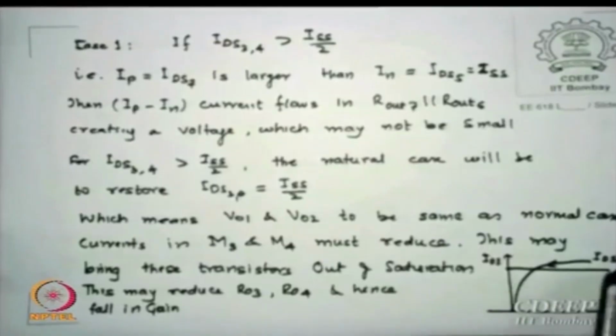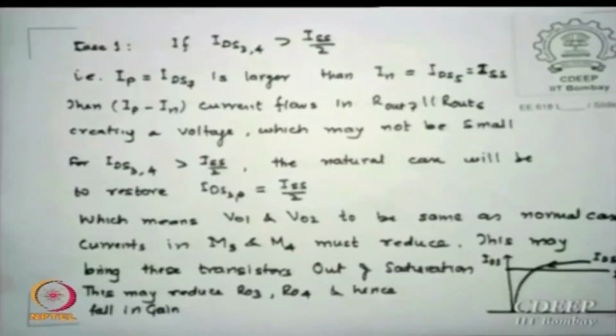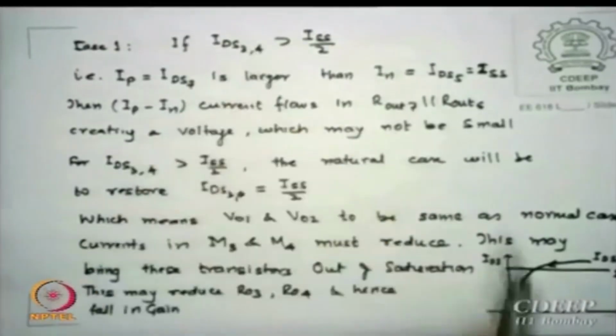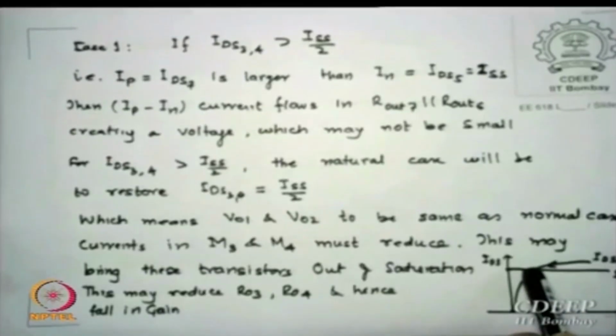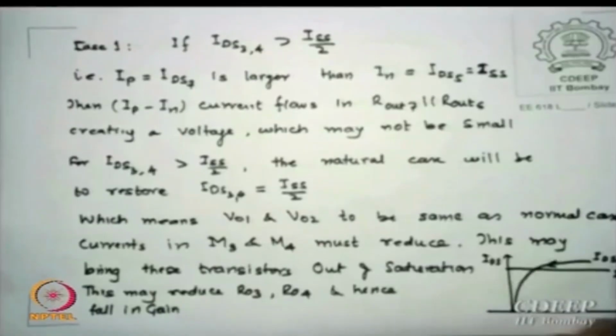I must say what is there. Let us say this is my current in M1, M2, ISS by 2. This is coming from IDS 3-4, which is flowing because of the drain current of M6, M3 or M4. If this current has to reach here, what should I do? It should traverse back to reach this point, and then M3 and M4 will be made to enter into a different region, because if I have to fix VO1 and VO2 at the same value, then M3 and M4 must come out of saturation and try to enter linear mode.